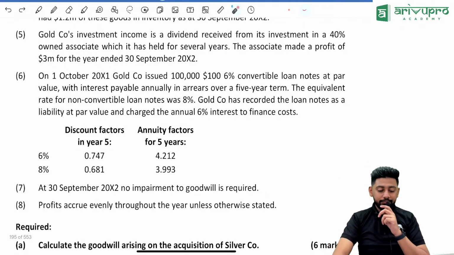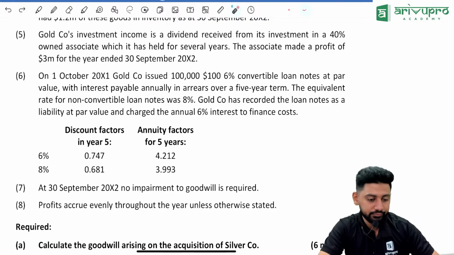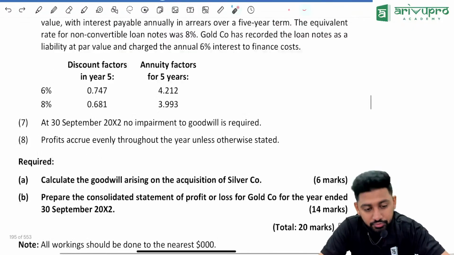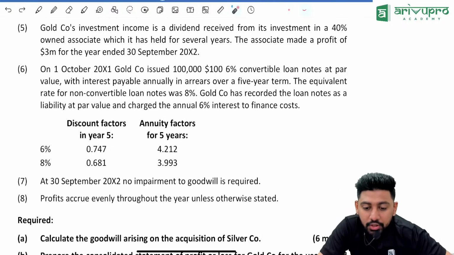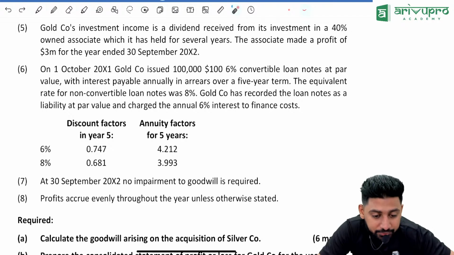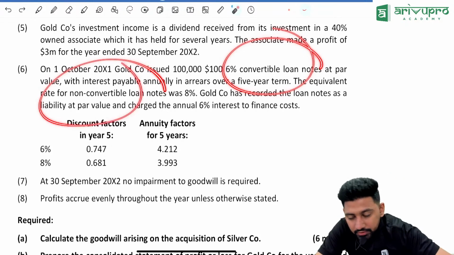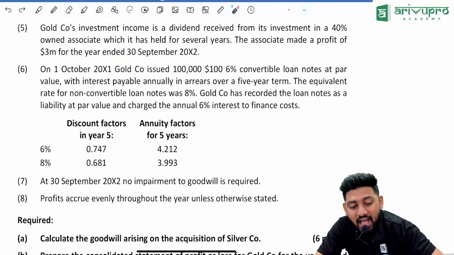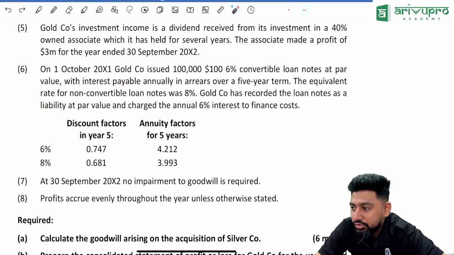Point number 6. The examiner surprised us with loan notes. So let's see what is happening. On 1st October 2011, what's your year end, my dear? 30th September 2012. So that means 1 year back. Goldco issued a $100,000 6% loan note at par value with interest payable annually in arrears over a 5-year term. The equivalent rate for a non-convertible loan note was 8%. Goldco has recorded the loan note as a liability at par value and charged annual finance cost of 6% interest to finance cost.